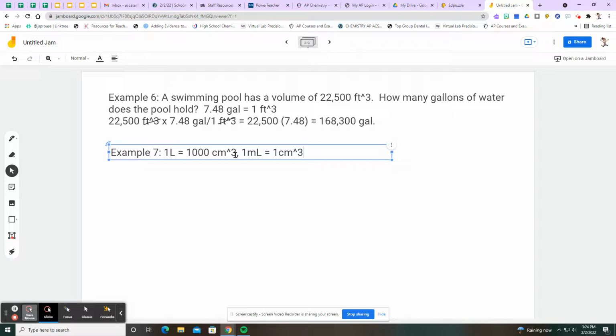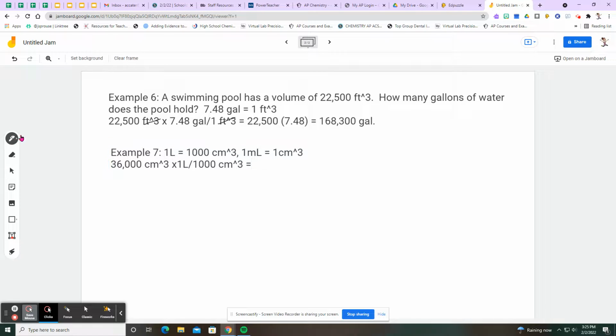Okay, so our example, we have 36,000 centimeters cubed, and we want to know how many liters that is. So again, I want centimeters cubed on the bottom so that it cancels out. So I'm going to have 1 liter over 1,000 centimeters cubed. So that, again, my centimeters cubed cancel out because this is the numerator, this is the denominator. And that's going to be 36,000 divided by 1,000, which is 36 liters.